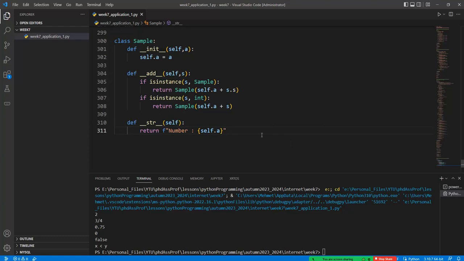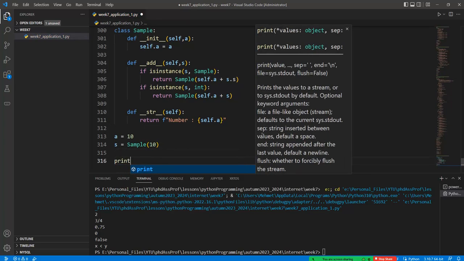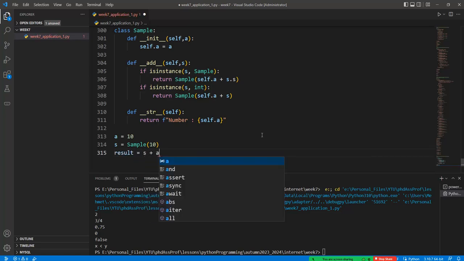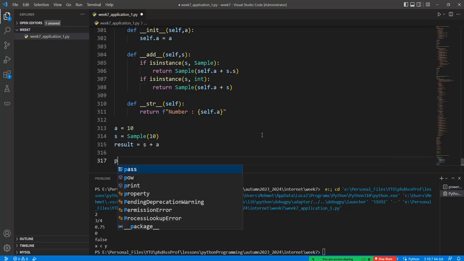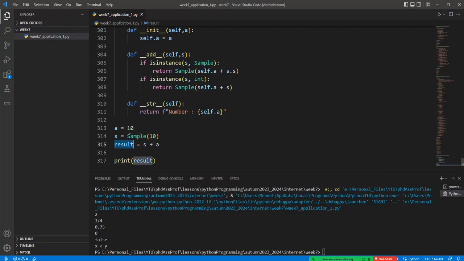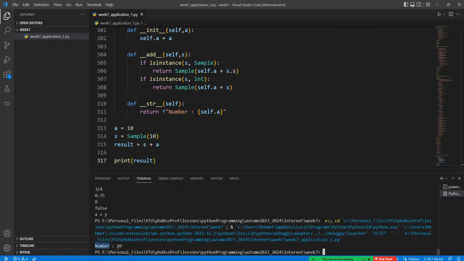For example, if I have the a value of 10, s is equal to Sample of 10, okay? And so print s, or this result value can be created as s plus a, and then I can print the result of these terms. Normally we have the value 20, but in our overloading mechanism the number 20 is shown on this page, okay?